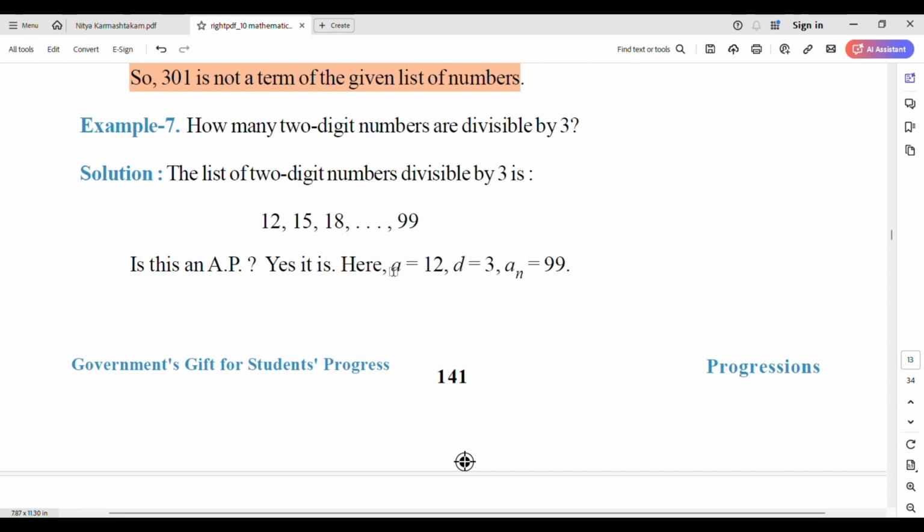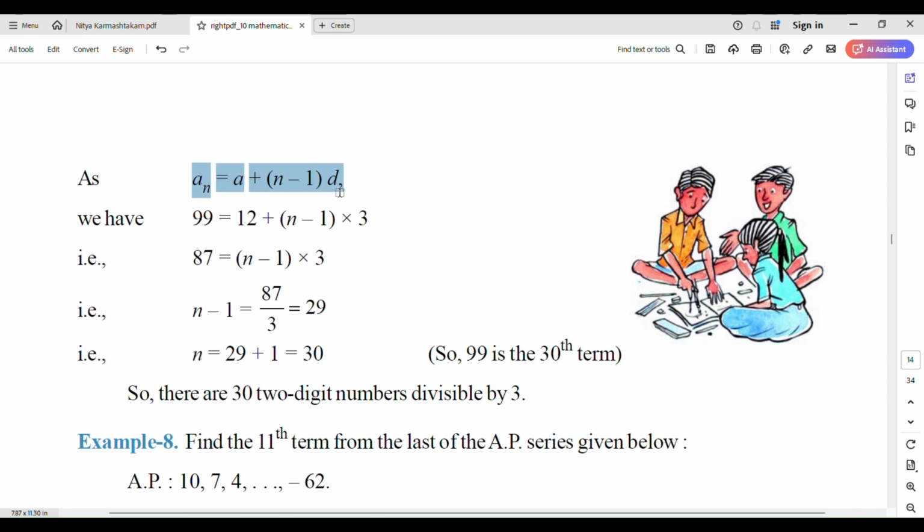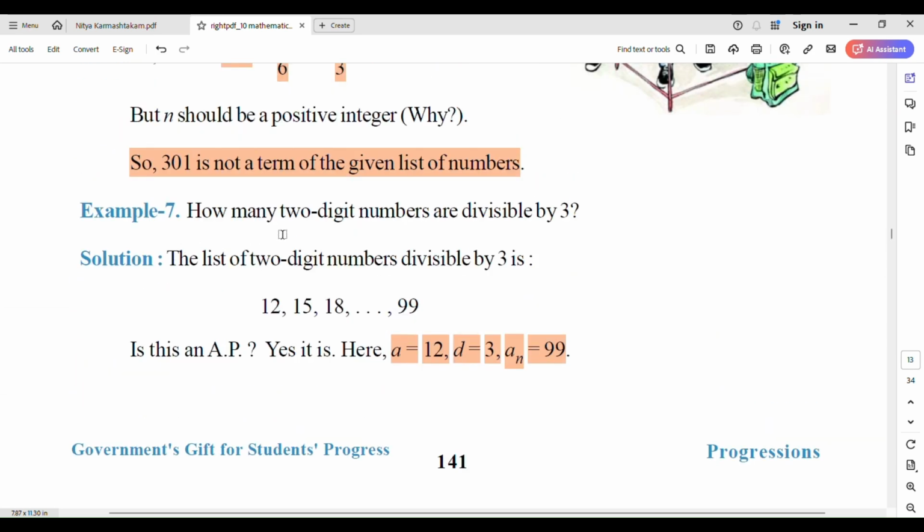So 12 is A, the initial value, and the nth term A n is 99. And the common difference is 3, we know, because it is the 3 table, right? Now I need to find the value of n. So that's simple again. A of n equal to A plus n minus 1 into D. So 99 equal to 12 plus n minus 1 into D. D is 3 basically. So if you simplify, the value I get for n is 30. So that means 30 terms are there in this arithmetic progression. That means there are 30 two-digit numbers which are divisible by 3. So these kinds of problems also we can solve using arithmetic progression.